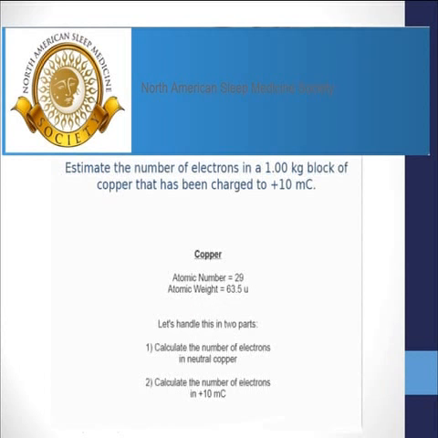And so we can handle this problem in two parts. First, let's calculate the number of electrons in neutral copper. Then, let's calculate the number of electrons that are taken away when we charge it up to plus 10 millicoulombs, and then we can combine those two numbers. So let's start with the first part.